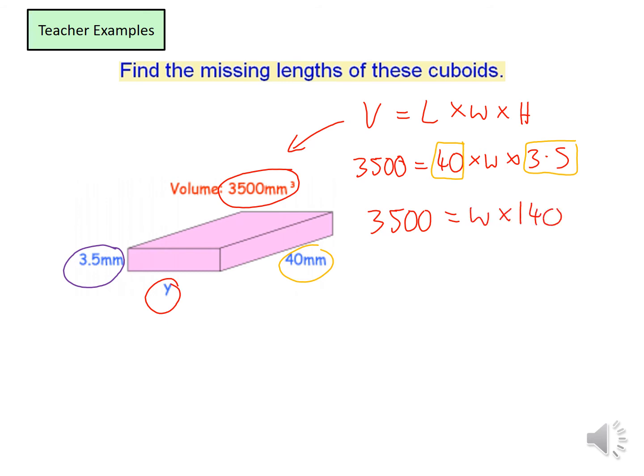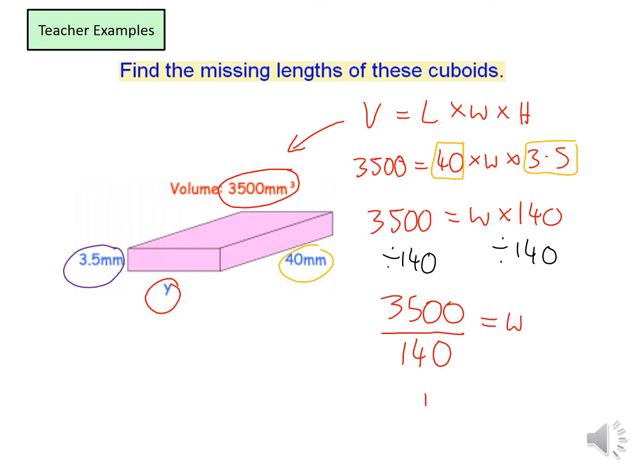So now we're multiplying 140 times width, so we need to do the inverse. We need to divide by 140 on both sides. So we have 3,500 divided by 140, and that will give us our width. So 3,500 divided by 140, and our width is 25 millimeters. Yeah, always look at the question and decide what you are measuring your units in. In this case, it's millimeters.